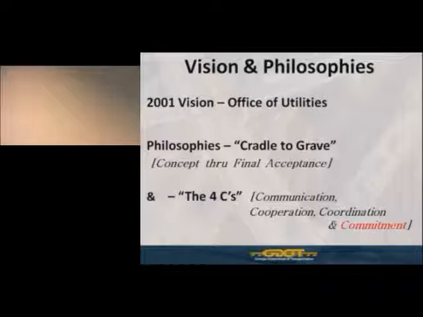The FHWA had a process for coordinating on projects they called the 3 C's: communication, cooperation, and coordination. The Georgia Department of Transportation Utility Office added a 4th C: commitment. The reason behind that was we felt that without commitment from all the parties involved, the other 3 items really were not going to function properly. If you didn't have commitment from all the parties involved, then there really wasn't going to be clear communication, cooperation, or coordination as it relates to utility coordination on our projects.